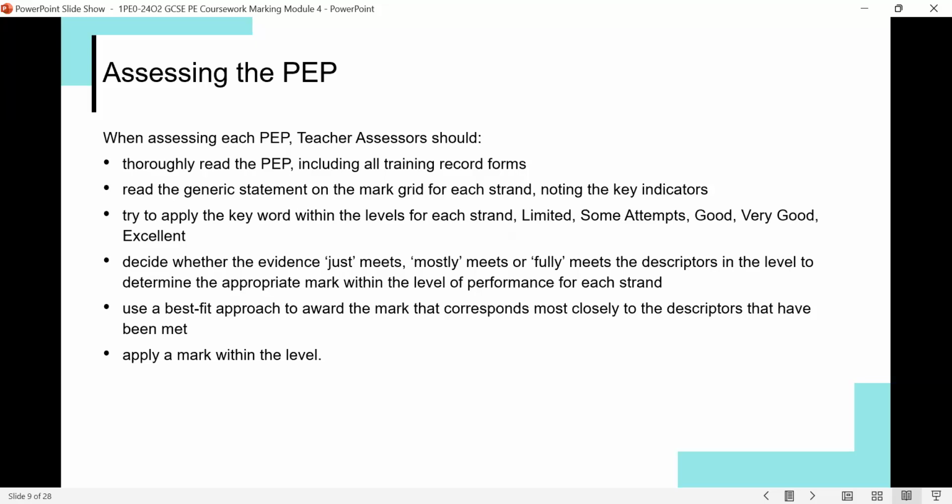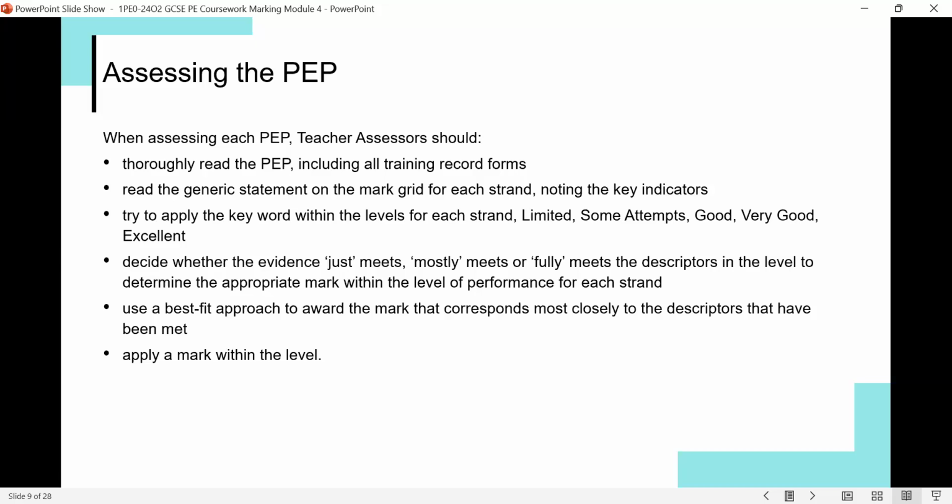So when assessing each PEP, teacher assessors should thoroughly read the PEP, including the training record forms, read the generic statement for each strand, noting the key indicators in bold, apply the key words within the levels for each strand, and decide whether the evidence just meets, mostly meets, or fully meets the descriptors in the level to determine the appropriate mark within the level of performance for each strand.